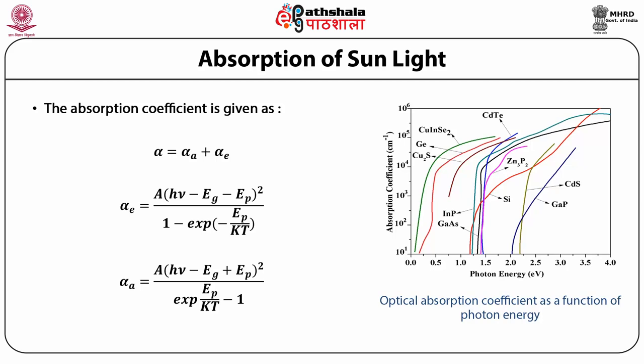Now, in this segment, the absorption coefficient of various interesting semiconductor materials as a function of photon energy is presented in the figure on the right-hand side. The indirect band gap is seen in the case of silicon and aluminium arsenide, whereas the direct band gap is seen in semiconductor materials like cadmium telluride, cadmium sulfide, gallium arsenide, indium phosphide, etc.